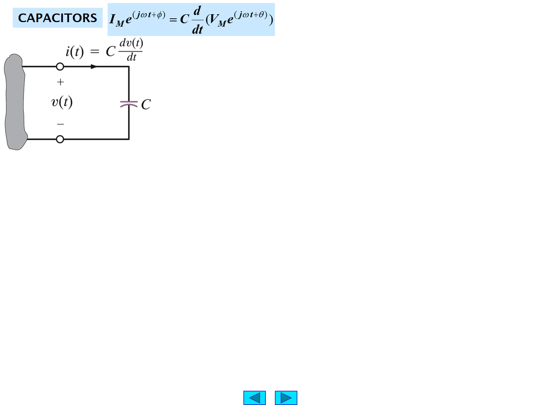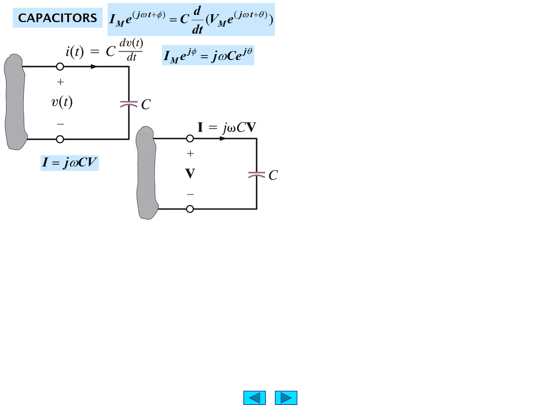We now have to do this in some form that would make reasonable computational sense, and we favor phasors. So we write I_m e^(jφ), notice we don't do e^(jωt), is equal to jω, which comes from the derivative, C e^(jθ). The derivative of e^(jωt), d/dt, is jω. So therefore I is equal to jωCV, capital V being the voltage excitation.